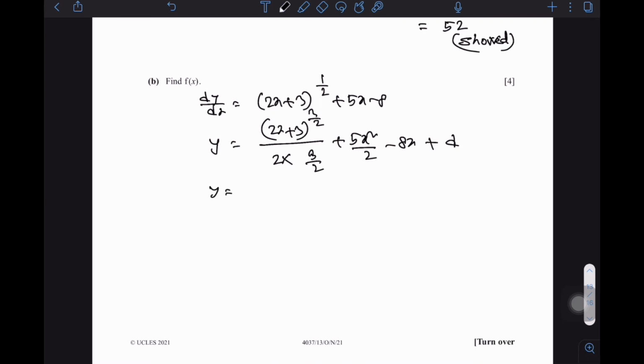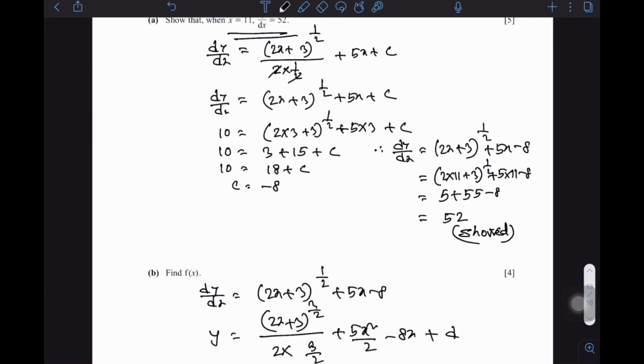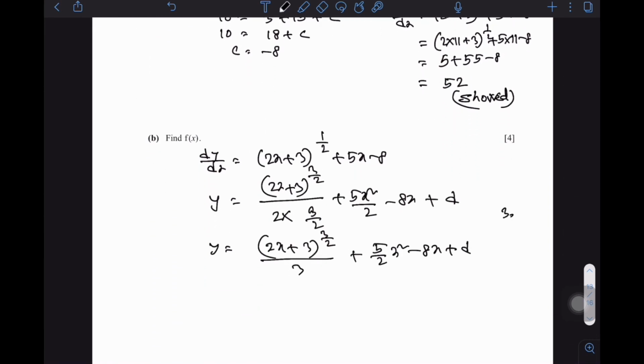If we simplify, y = (2x + 3)^(3/2) / 3 + (5/2)x² - 8x + d. Since it passes through the point (3, 19/2), let us substitute these values in this equation to find d. So y is 19/2.